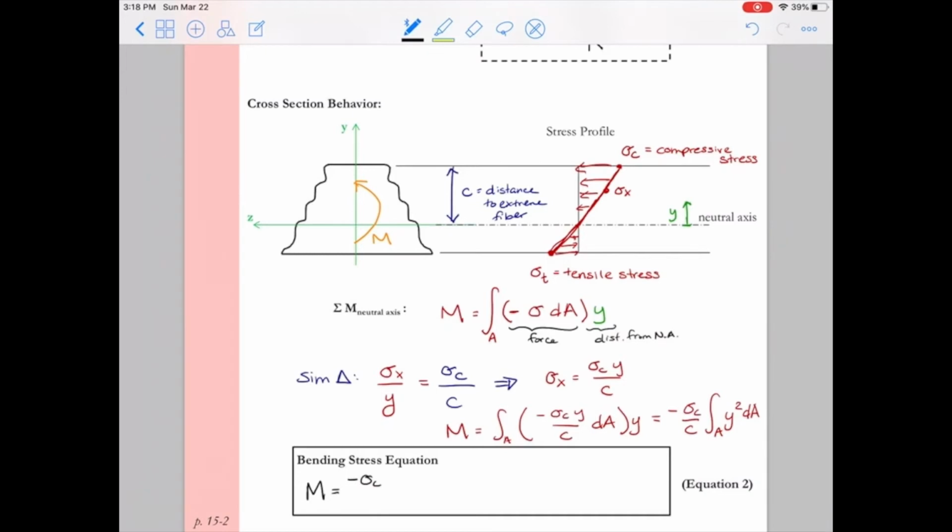So we got our moment. The moment is going to be negative sigma c times the moment of inertia, which we give the variable capital I, divided by c. And now that I have this, I'm going to just generalize it back to the moment at any point in the cross-section. The moment at any point in the cross-section is just going to be whatever that sigma x was. And if I rewrite it in terms of sigma, I can say that sigma basically equals M times y over I. So instead of looking at just the extreme fiber location, this is going to be at any point in the cross-section a distance y from the neutral axis.